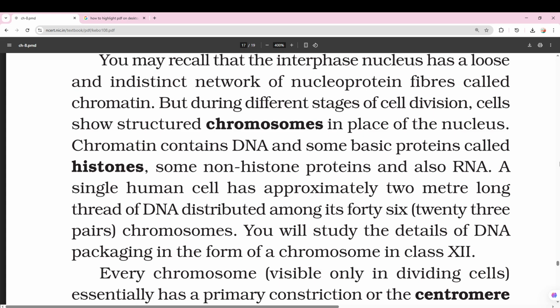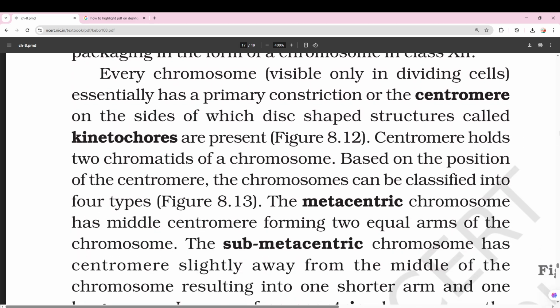Distributed among its 46, or 23 pairs, of chromosomes. We will study the details of DNA packaging and the structure of a chromosome in class 12. Every chromosome, visible only in dividing cells, essentially has a primary constriction or the centromere, on the sides of which disc-shaped structures called kinetochores are present. The centromere holds the two chromatids of a chromosome.